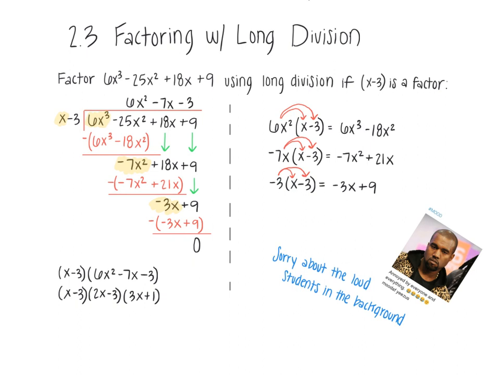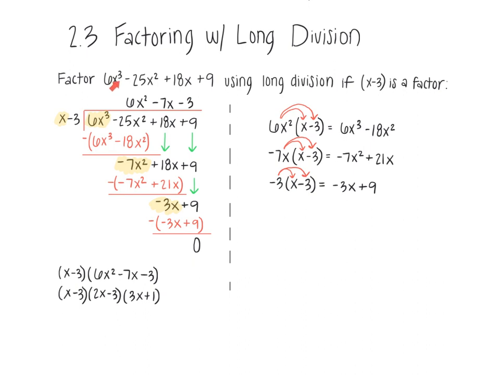So as you can see, this polynomial right here, 6x cubed minus 25x squared plus 18x plus 9, breaks down into x minus 3, 2x minus 3, and 3x plus 1. Now, you can set these all equal to 0 so that you can find out where this equation crosses the x-intercept. But for now, all we care about is finding our factors.